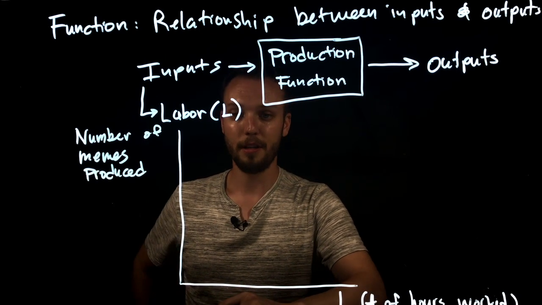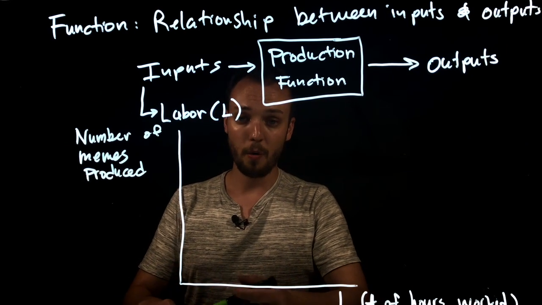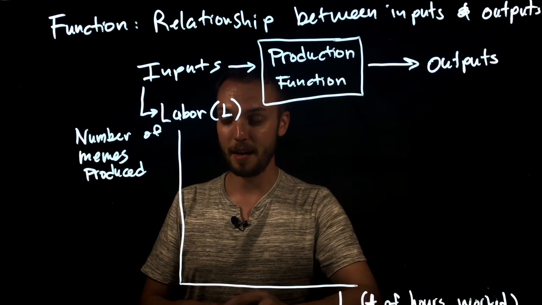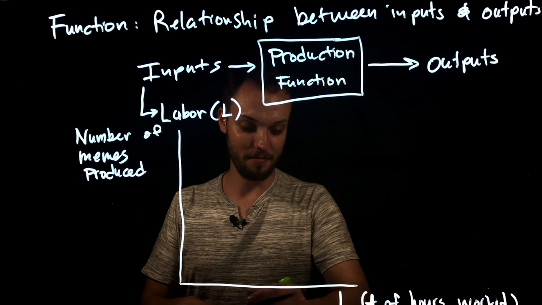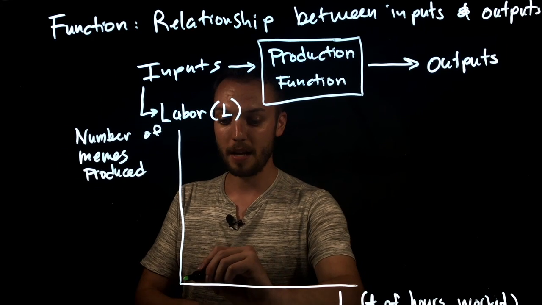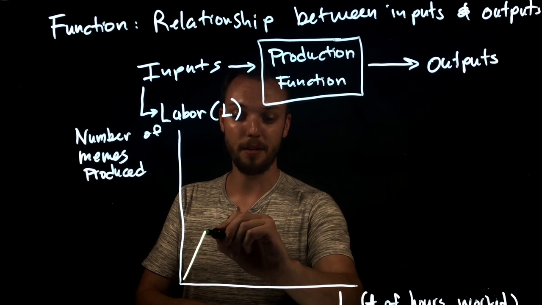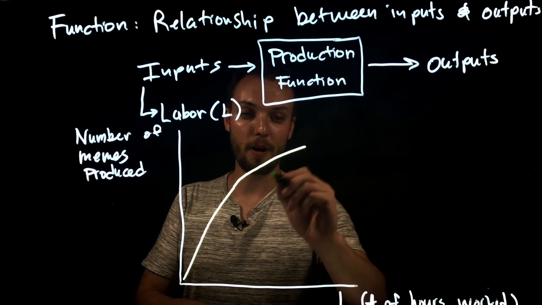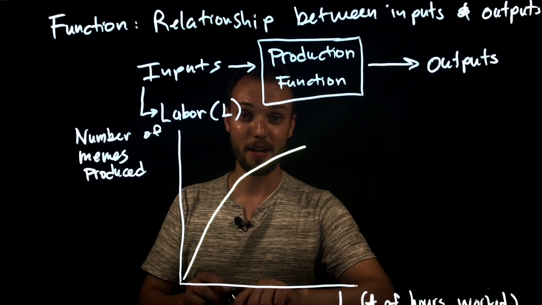So what might this relationship look like, or how would we draw this function? So first, we can assume that there's probably a positive relationship between the number of memes that you produce and the number of hours that you put into producing those memes. So we're going to expect that the more hours you put in, the more you produce. But that's not enough. We're also going to assume that eventually, the more hours that you put in to producing memes, the fewer additional memes that you're going to produce in that additional hour.